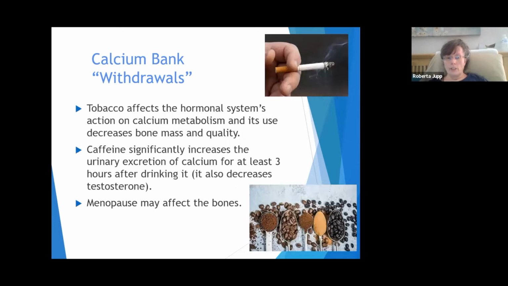Tobacco affects the hormone system. A lot of people don't know this, but the calcium balance can be disturbed by tobacco. And a lot of kids start smoking at a young age, or at least they did back when we were kids. And now I think with education, hopefully there's not so many of the children starting to smoke at a young age. Caffeine can increase our urinary excretion of calcium for at least 3 hours after drinking it. And it can also decrease testosterone. And as we said, menopause can definitely affect the bones. We're having some changes in our metabolism, and that affects our bone structure.